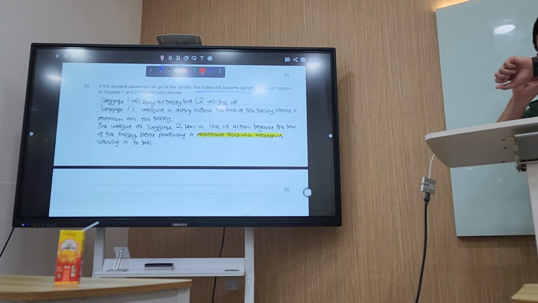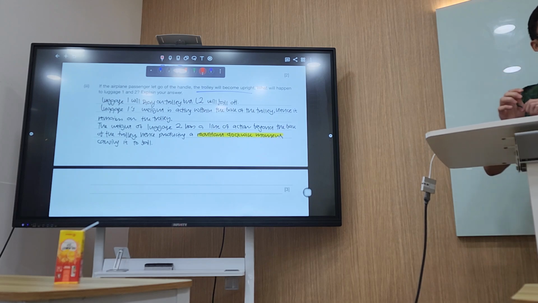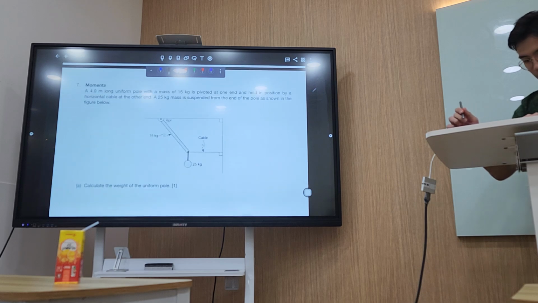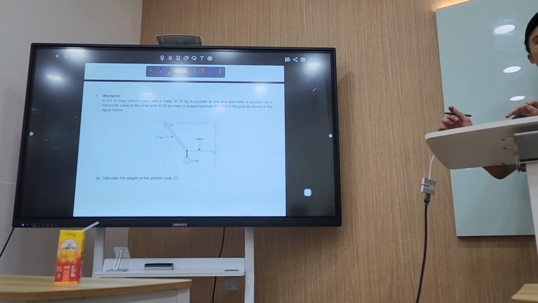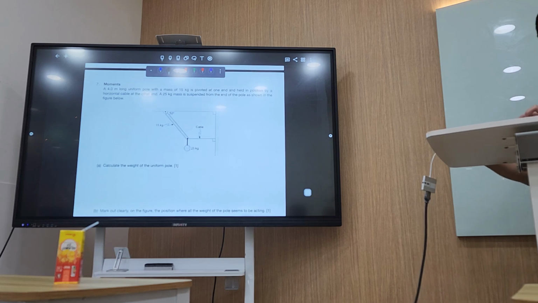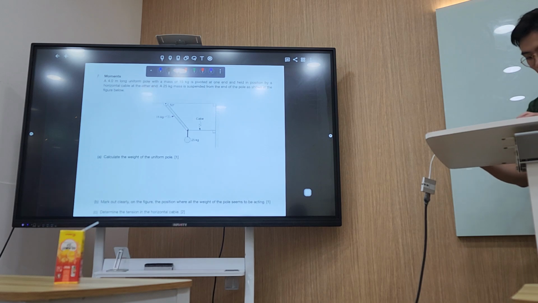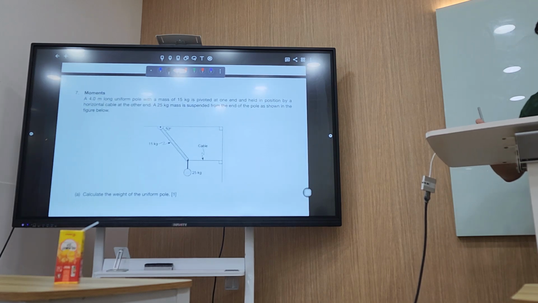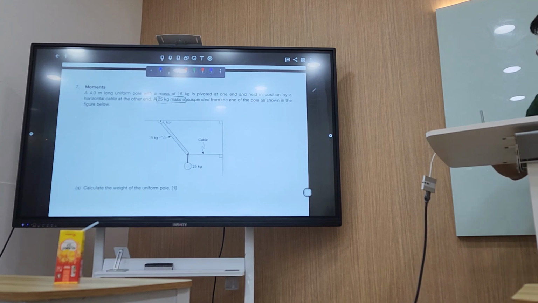We are going to skip question 6, but I want to go to question 7. Actually no, in the interest of time, I'm just going to go through question 7. As I'm going through, if I'm going too fast, just raise your hand and let me know. A 4 meter long uniform pole, mass of 15 kilograms, pivoted at one end, held in position by a horizontal cable. You also have a 25 kg mass that's suspended from the end of the pole.